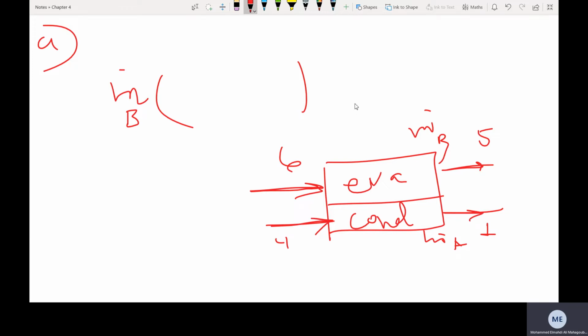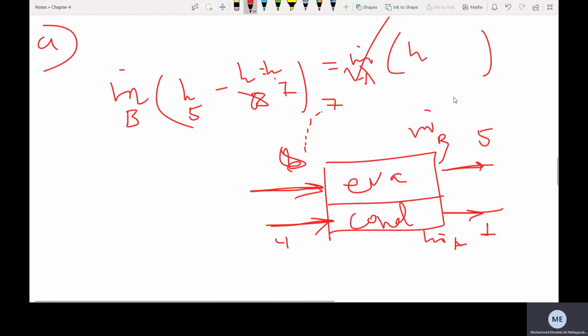What should we do? So m dot b, h5 minus h6, which is equal to h what? This is not 6, this is 8. So h8, which is equal to h7, because here we have throttling from 7 to 8, and equal to m dot a, which we know, multiplied by h what? H1? No, this is not 1. I'm messing it up again.